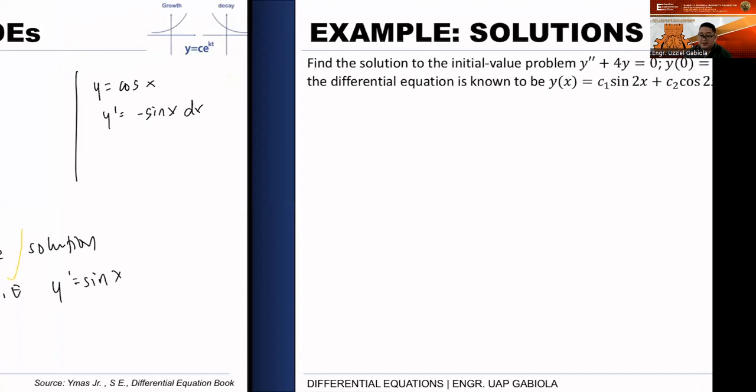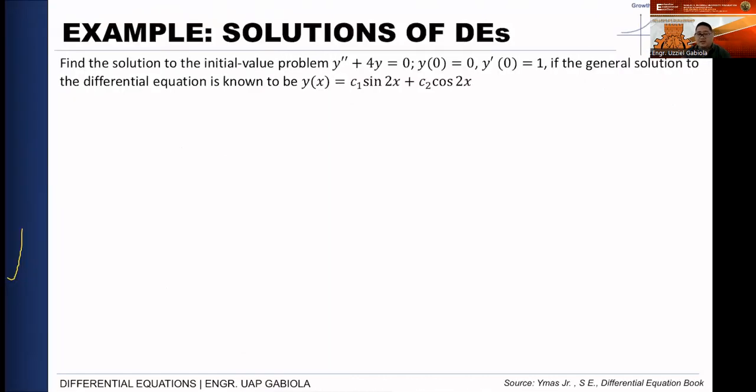Then meron siyang gantong form na pwede din. Find the solution to the initial value problem. So, huwag kayong mataranta pag may nabasa kayong ganyan. So, ibig sabihin lang niya meron siyang mga given na condition na pwede mong i-substitute. Okay? And then, if the general solution to the given equation is known to be yx, yan. So, ito yung ating yx, no? So, papakita natin kung magiging ito yung differential equation natin, no? So, kung magiging ganyan yung differential equation natin or magiging equal sila with each other. Okay? So, find the solution to the initial value problem. Okay? So, yung ating equation is ito.